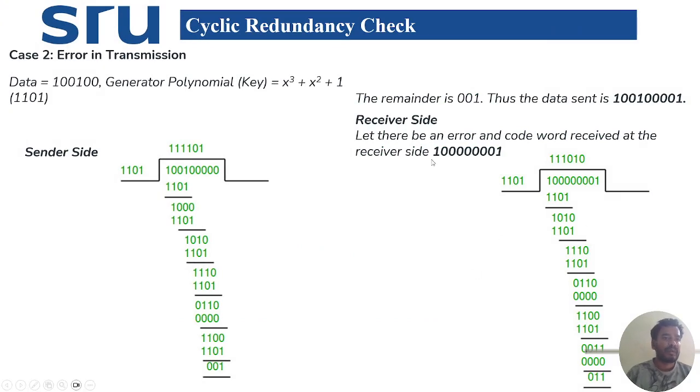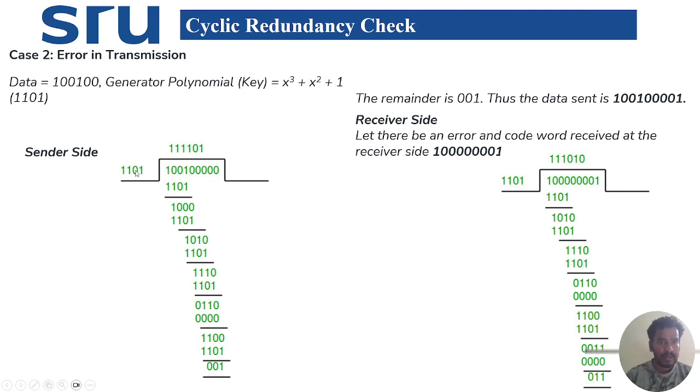In the second case, if any error occurs at the receiver side, this is the given data, and the polynomial key we need to take from here. So 1, and x to the power 1 should be 0 because there is no x to the power 1 value, so we directly put it as a 0, and x square should be 1, and x cube we can take as a 1.